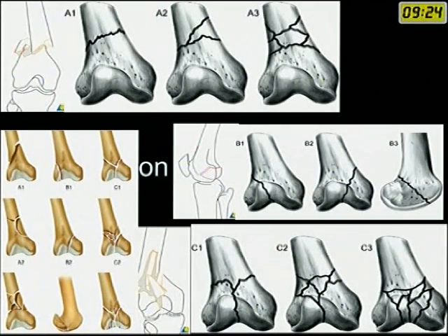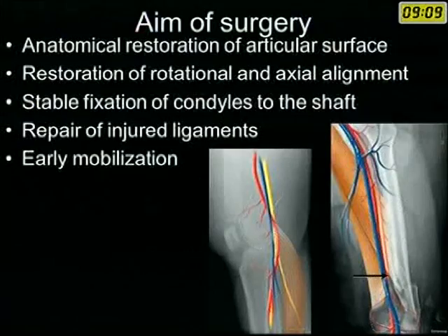If you want to understand the treatment, it's of course important to know at least one good classification. This is a good classification. AO classification type A is extra-articular, B is partial intra-articular, and C is intra-articular and extra-articular.